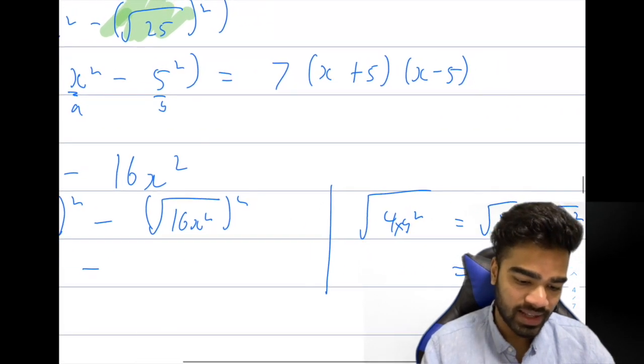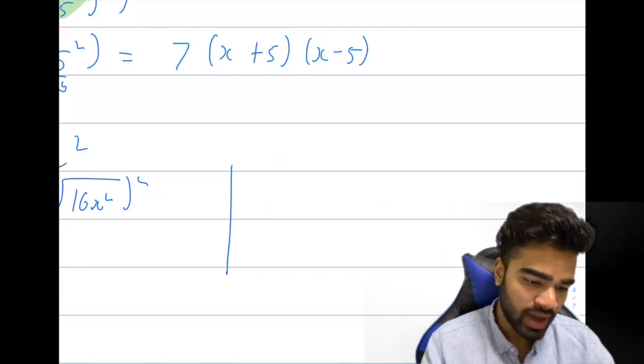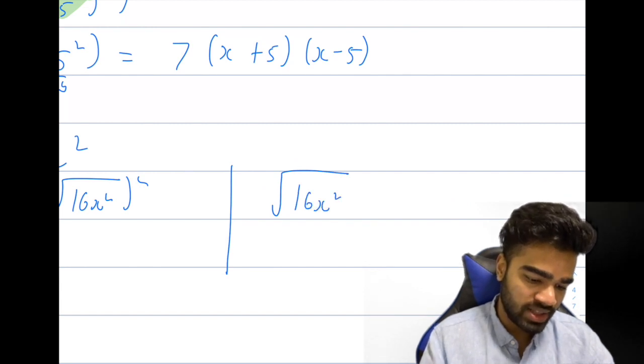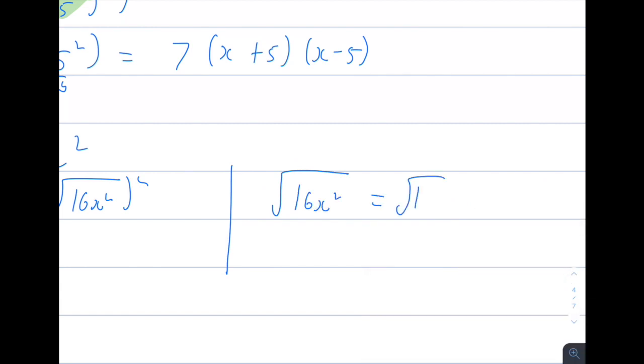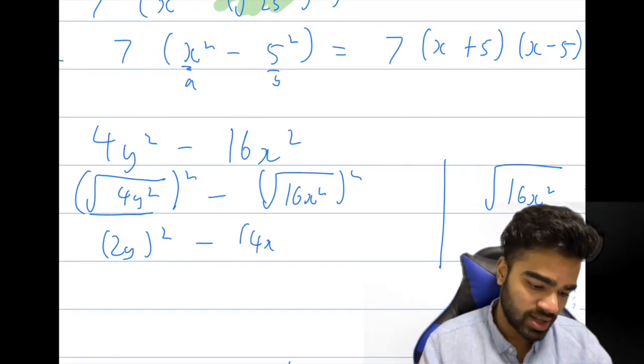That's it. And similarly, I'm going to simplify root 16x squared. Okay, what is root 16x squared? Root 16x squared is nothing but root 16 multiplied by root x squared. Root 16 is 4, times x squared is just x. So it's going to be 4x. So root 16x squared is 4x.